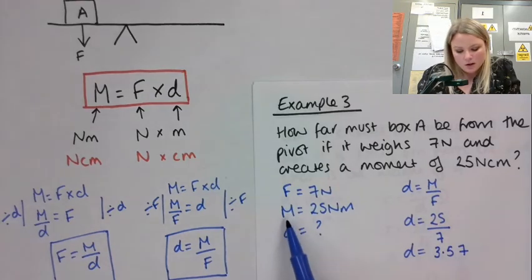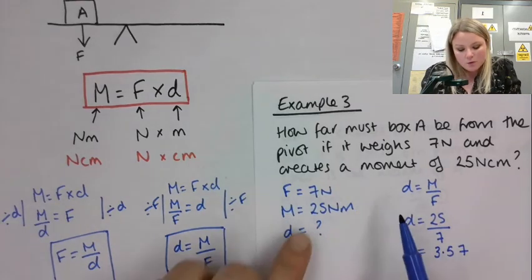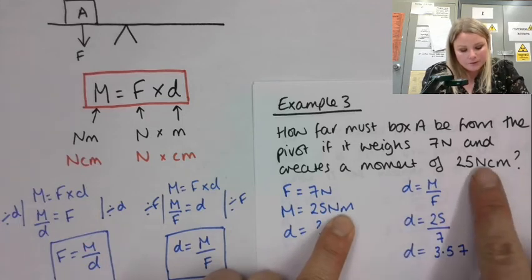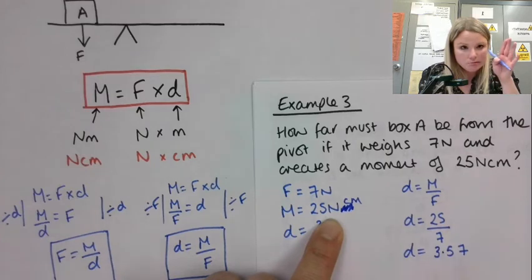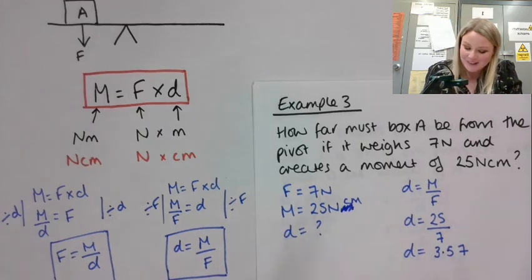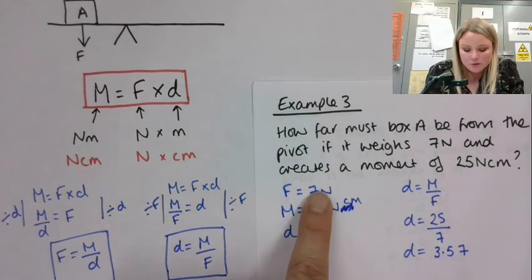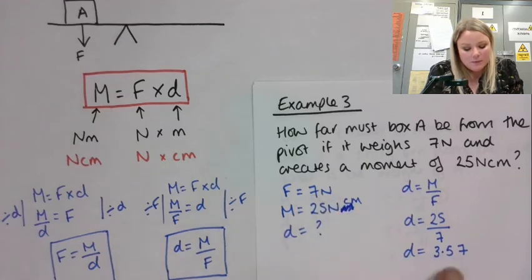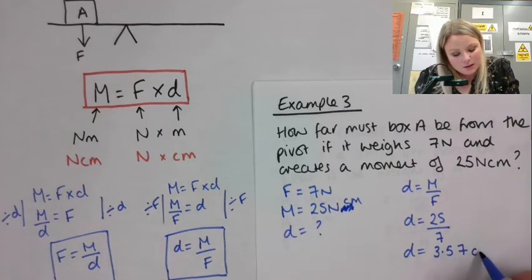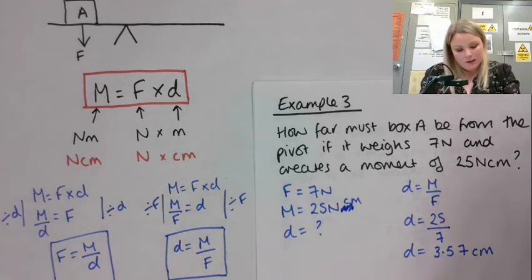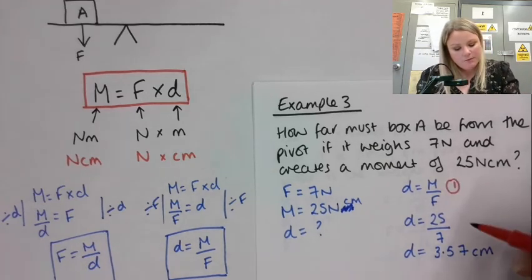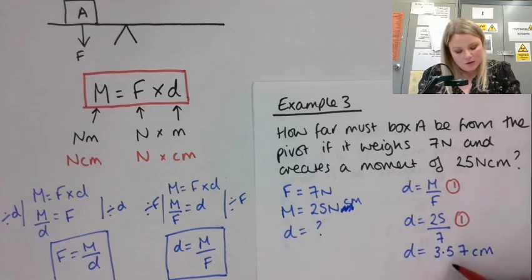Now, let's think about our units. Oh goodness me, look, I wrote this down wrong. 25 Newton centimetres and I wrote meters. Did you notice? I hope you did. Well, our moment is in Newton centimetres and our force is in newtons, so that must mean our distance has come out in centimetres. Oh, it's a good job I noticed that mistake. And again, we will have 4 marks, 1 for the equation, 1 for substituting in our values, 1 for our answer, and 1 for our unit.